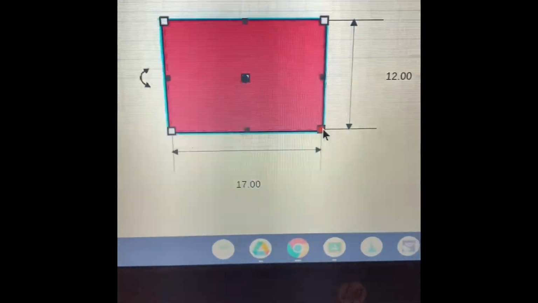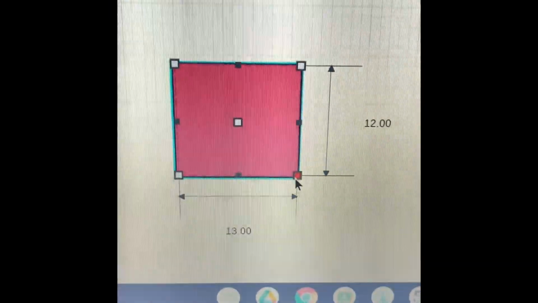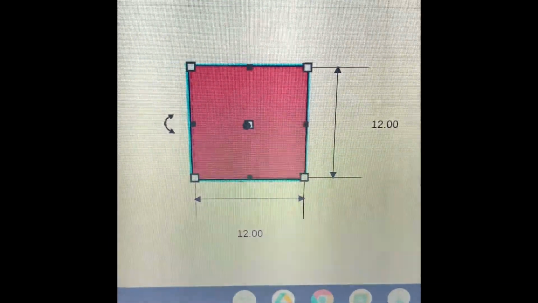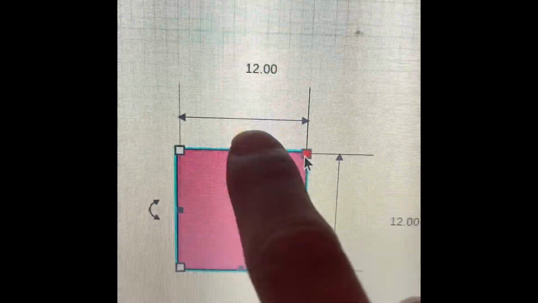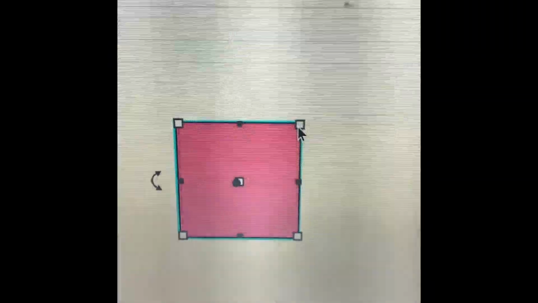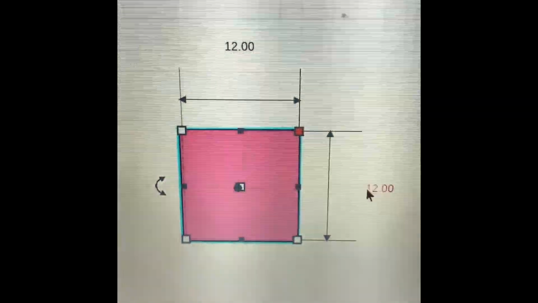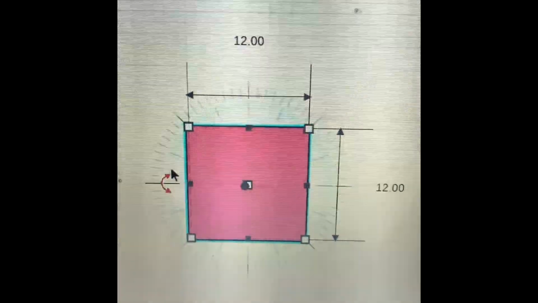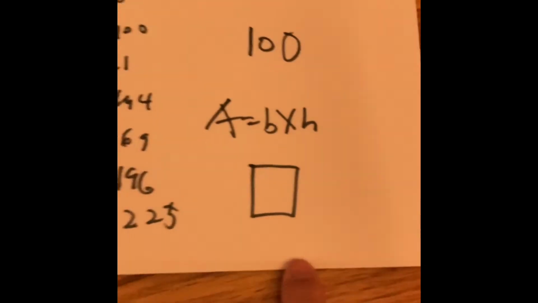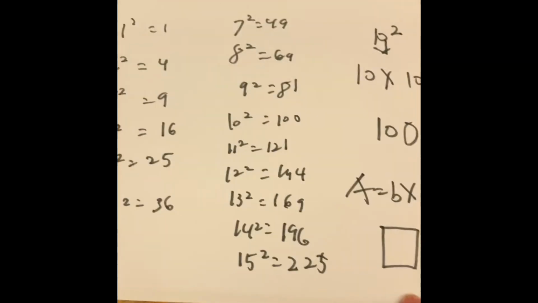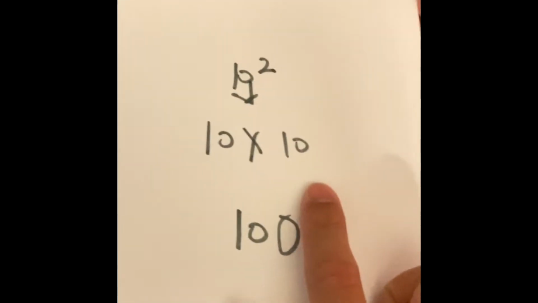Let's check the dimensions. So 12 and 17. Let's change it to 12 and 12 to make a perfect square. Remember, when you have a square, you have dimensions that are equivalent and congruent with each other, meaning they are the same sides. That has to be 12 units, that has to be 12, that has to be 12, and that has to be 12. So that is the area of a square. And when you measure it with the dimensions, you usually have the same number multiplied by itself 2 times.